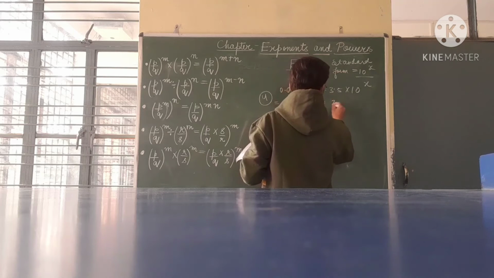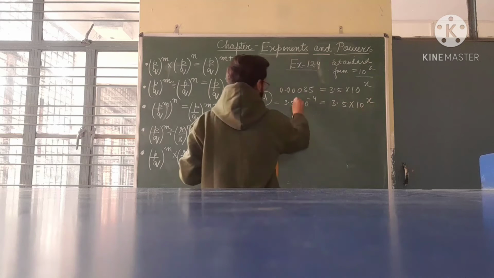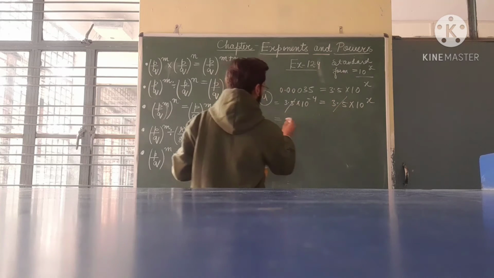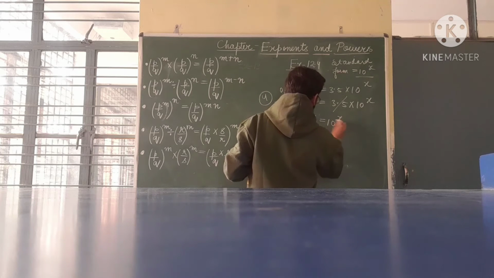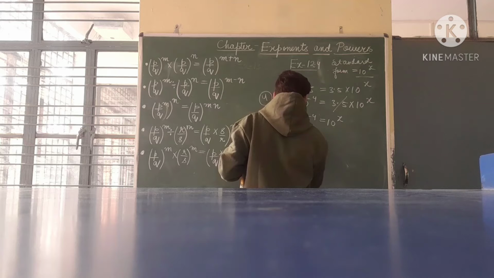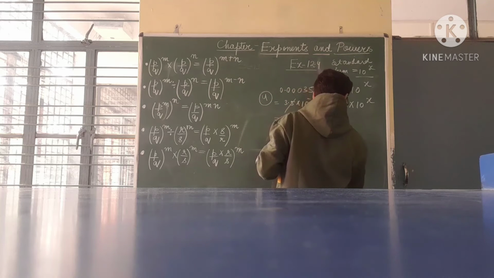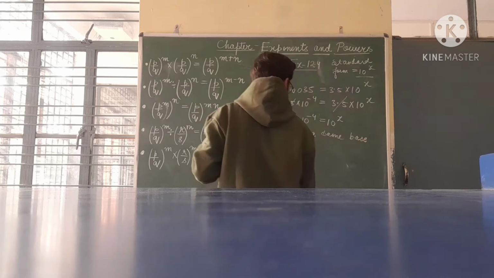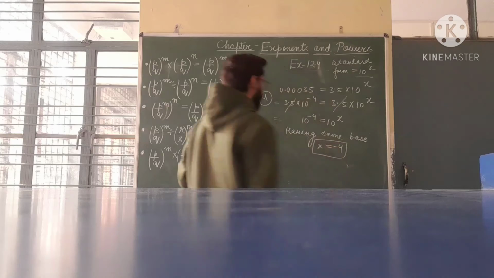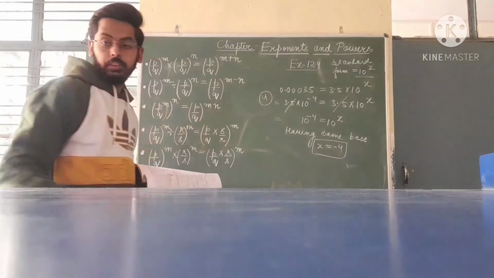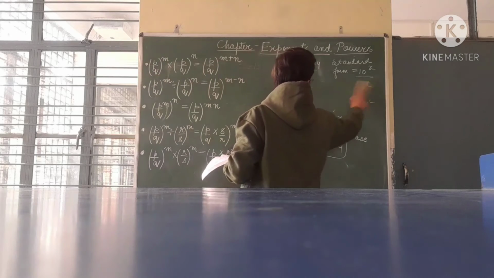Because here it is given in the form of 3.5, therefore we have to change it to 3.5. We can see that 3.5 will be cancelled out, and 10 to the power minus 4 is equal to 10 to the power x, having the same base. Therefore, x is equal to minus 4. Like this we have to do the questions. Is it clear, students? Like this we have to do the questions.